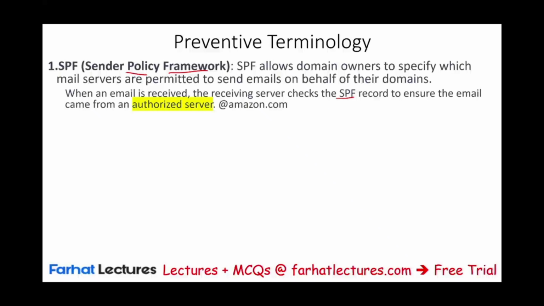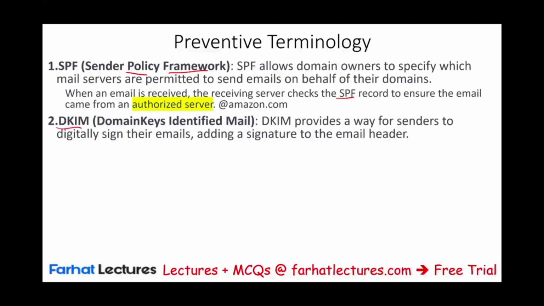What can you do? Then we have something called DKIM, which is Domain Keys Identified Mail. Well, this deals with mail. It provides a way for senders to digitally sign their email. So simply put, when you send a letter, how do I know this letter is coming from you? The person usually signs it, and that signature is unique. So you will add a signature to the email header.